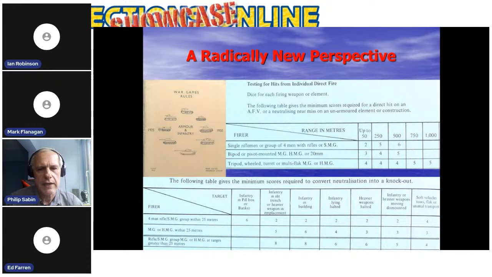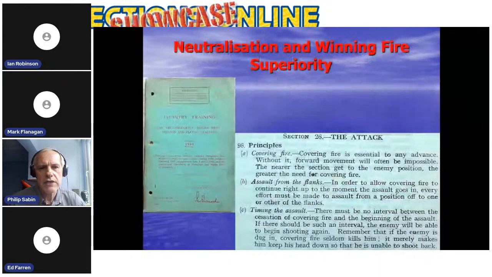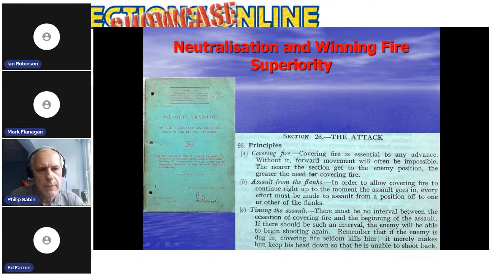The crucial thing here is that most of the time, your hits at a distance, especially against enemies who are dug in, will only temporarily pin them down. It will not kill them, as in Grant's rules. Now, the more I read about the realities of infantry engagements in this and other periods, the more realistic I found this to be. Here are some extracts from the 1944 Infantry Training Manual, as you can see there on the left.